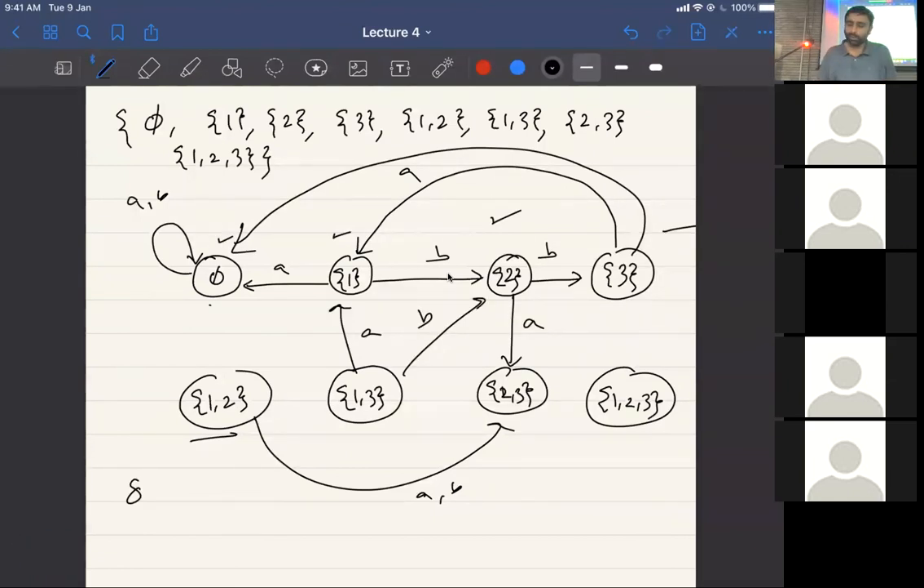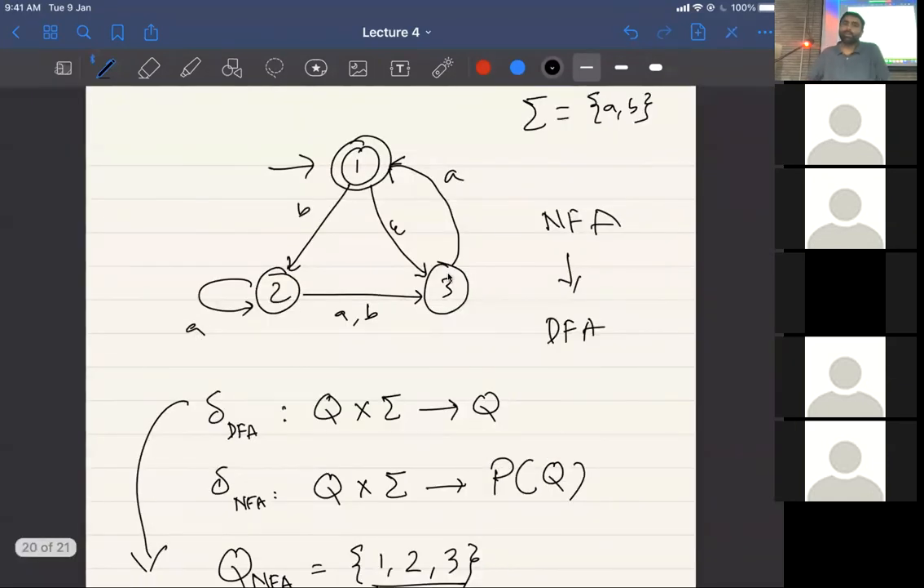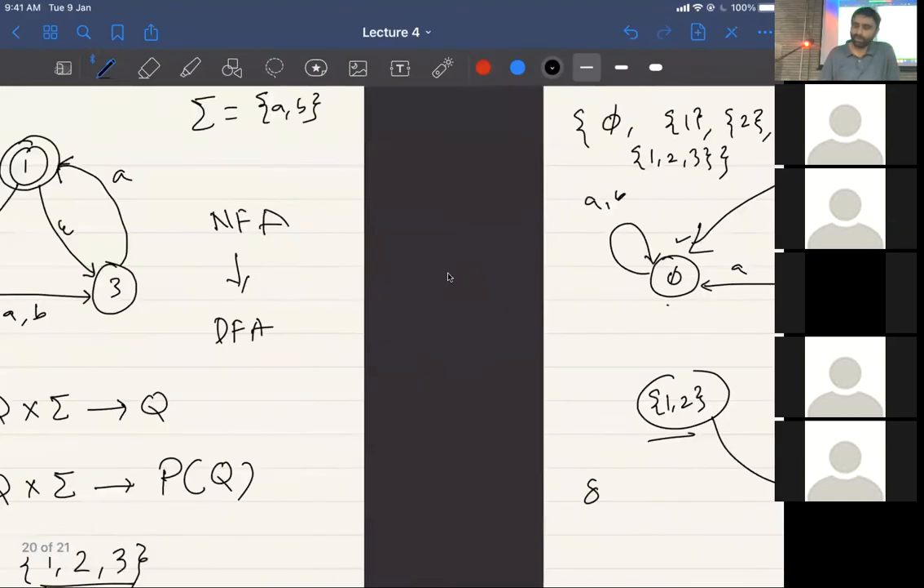Two more states to go. What about 2-3? When we are in state 2, where does the machine go when it reads A? It stays in 2 or goes to 3, okay? When the machine is in 3, where does it go if it reads A? 1. So what is the union of 2, 3, and 1? 1, 2, 3.